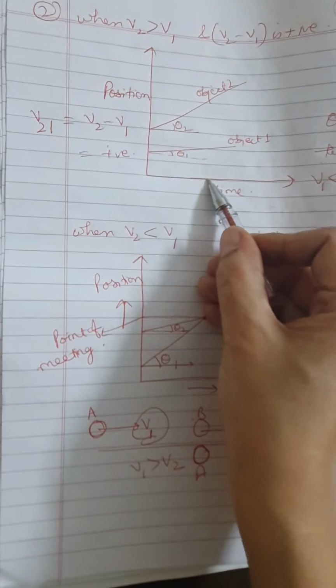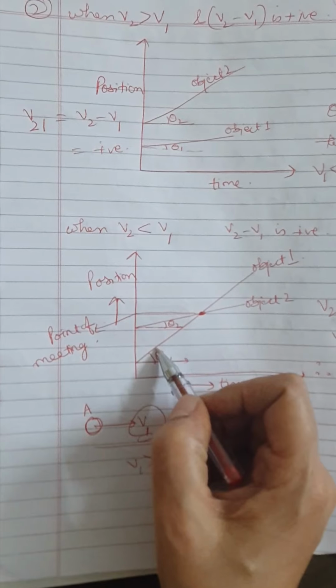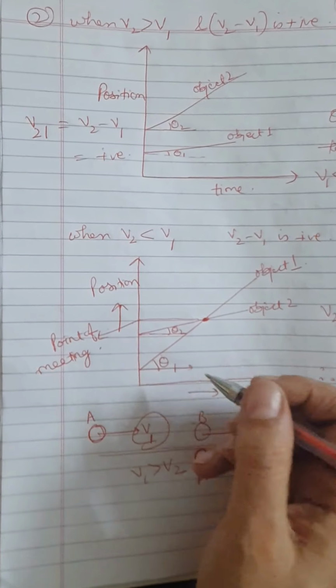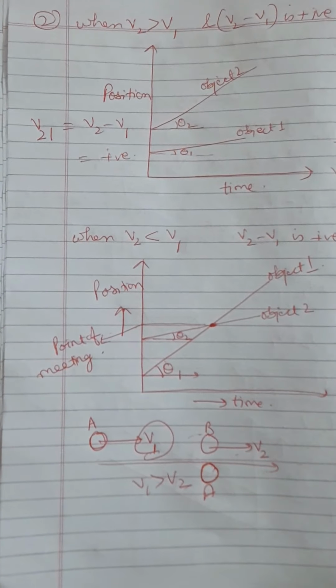These graphs are very important for relative velocity. These are the position time graphs to show the concept of relative velocity.